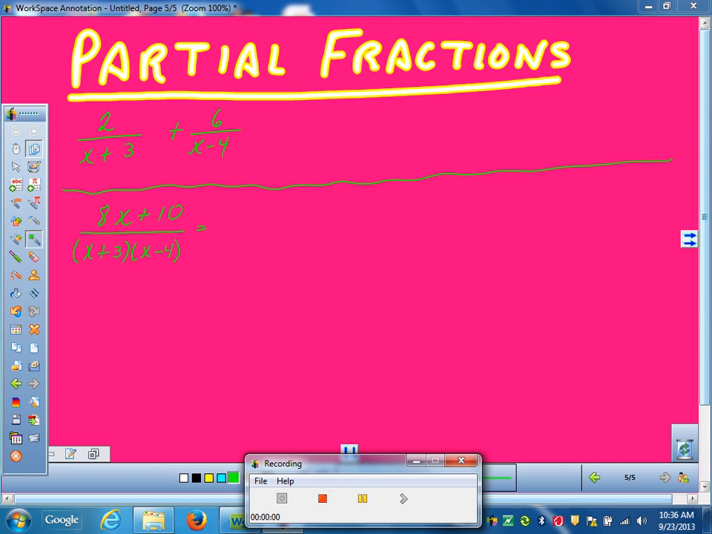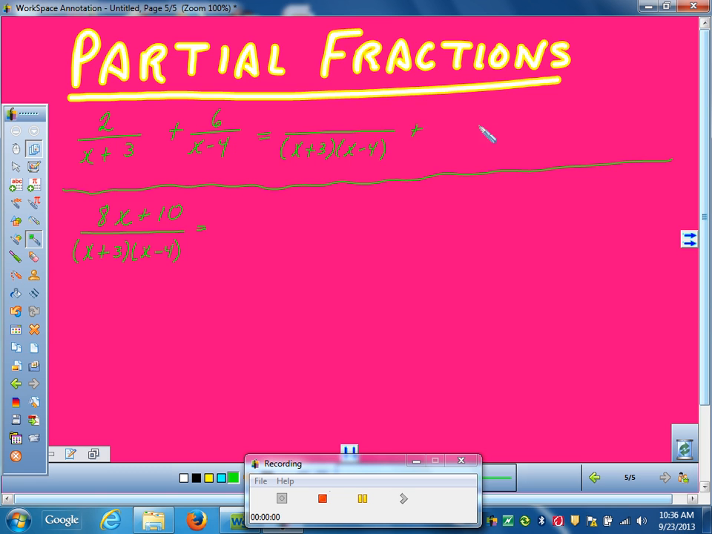When you're doing partial fractions, we know how to take two separate fractions like this. These are your partial fractions. We know how to take those fractions and add them together. How do we add them together? We make common denominators. In this case, what would be the common denominator? You have to multiply the denominators, okay?